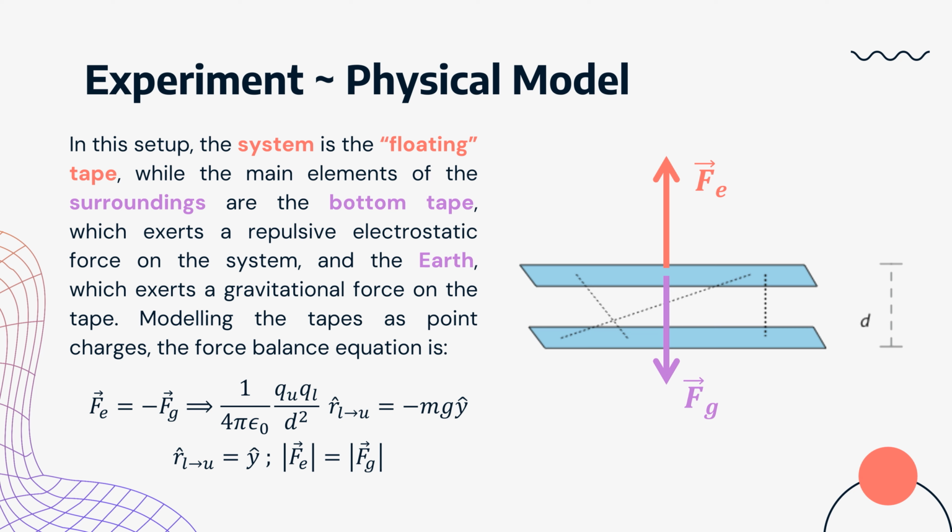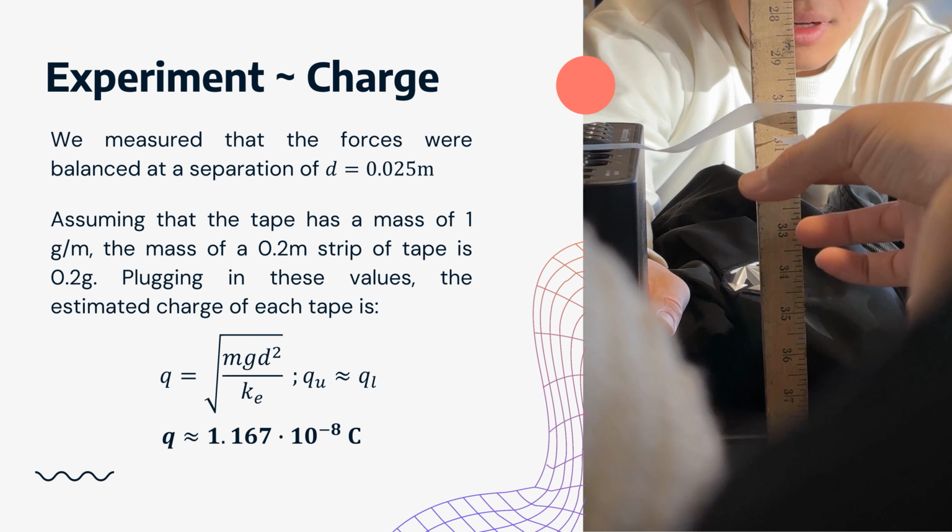and the earth, which exerts a gravitational force on the tape. Modeling the tapes as point charges, the force balance equation is: we measured that the forces were balanced at a separation of 25 centimeters. Assuming that the tape had a mass of 1 gram per meter, the mass of a 0.2 meter strip of tape is 0.2 grams. Plugging in these values, the estimated charge of each tape is roughly 11 nanocoulombs.